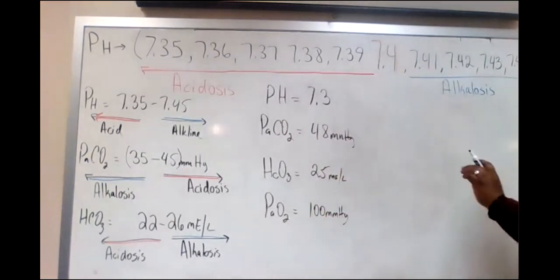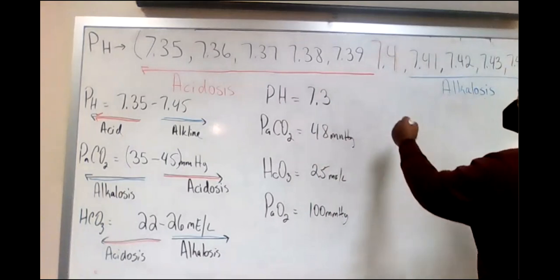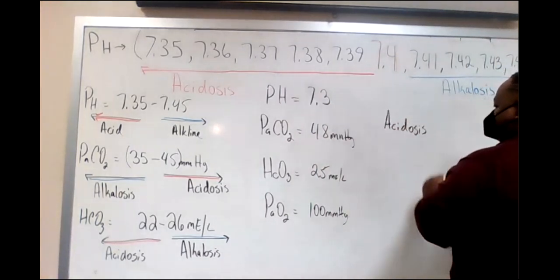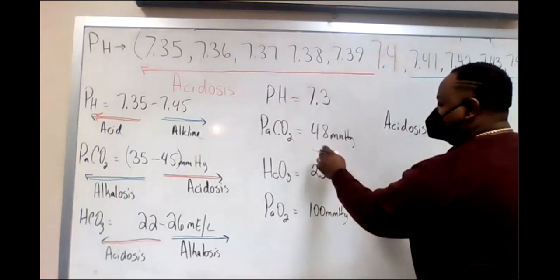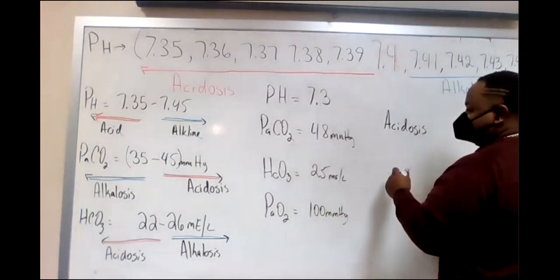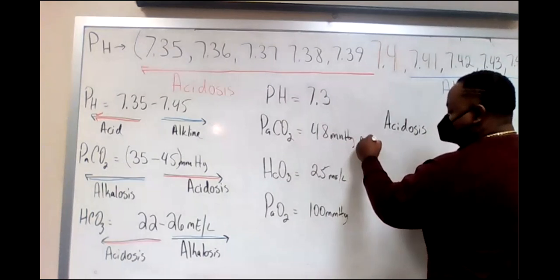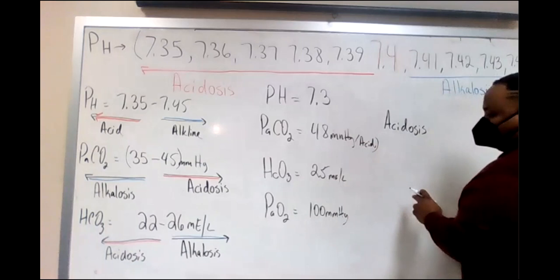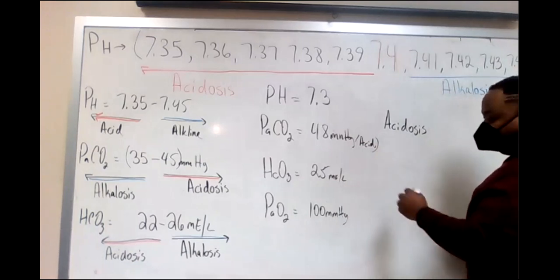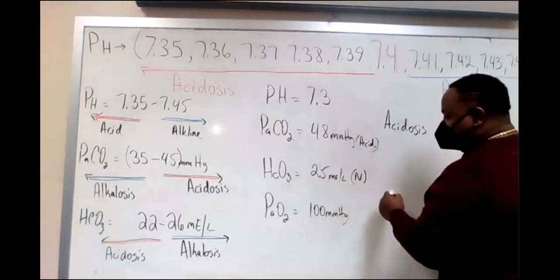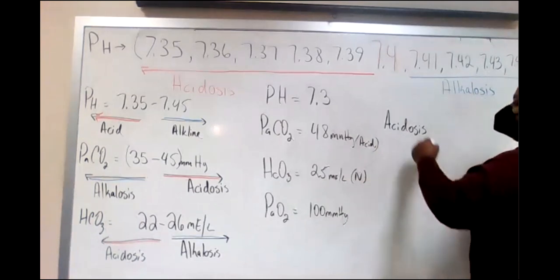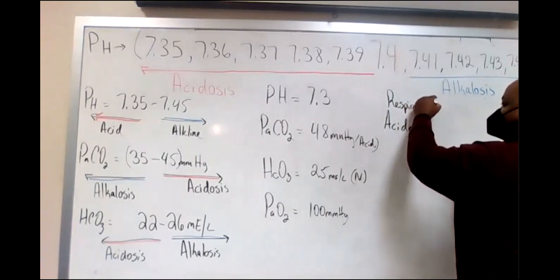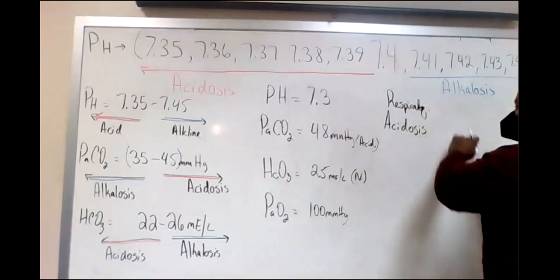Lori, what is pH doing? So acidosis. All right, now let's see who's causing the problem. What is CO2 doing, Lori? Acid. What is bicarb doing, Lori? Normal. So who's causing the problem? Respiratory acidosis.